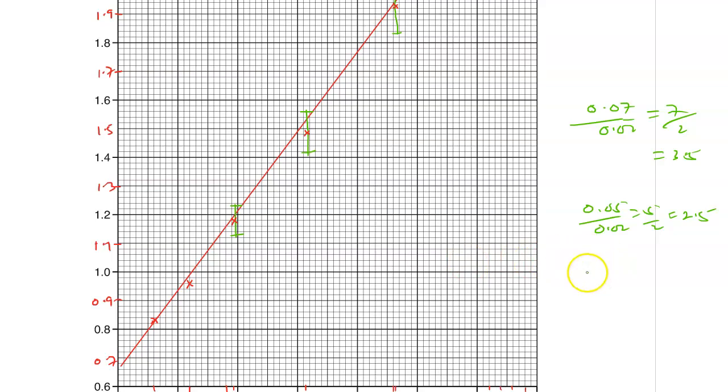Second last is 0.04 over 0.02. This is 4 over 2, which is 2. So 1, 2. There. So that's my error bar. The last one is 0.03, so that is 1.5. So it is here in between here. So the error bar is up there, and in between, my error bar is here. So right there.